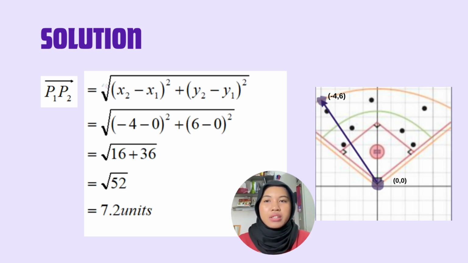Let's determine the displacement vector, which is the vector that points from batter A to the left fielder. The displacement vector can be calculated by subtracting the initial position vector, which is 0, 0, from the final position vector, which is -4, 6. For the displacement vector, -4 will subtract with 0 and 6 will subtract with 0. So the new point will be -4, 6. The magnitude of the displacement vector can be found using the Pythagoras theorem. So just put the new point into the formula. Therefore, the magnitude of the ball is 7.21 units.